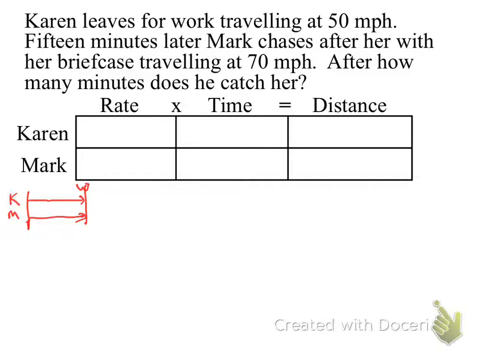Okay, Karen leaves for work traveling at 50 miles per hour. Where do I put the 50? Under rate. Okay. 15 minutes later, Mark chases after her. So this is distance 1 equals distance 2. Let's finish. 15 minutes later, Mark chases after her with the briefcase. It's 70. Is the time the same or different? She leaves, and then 15 minutes later, okay, so let's call them both time, but how is his time different?